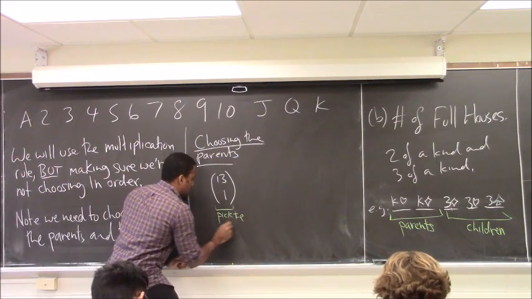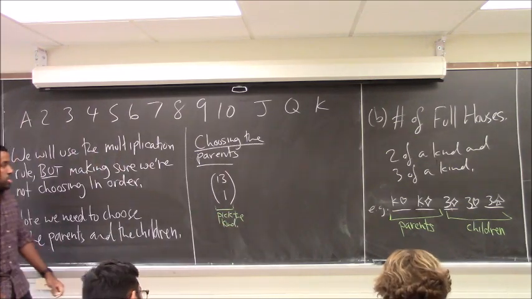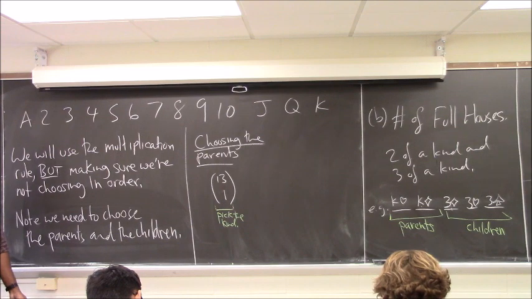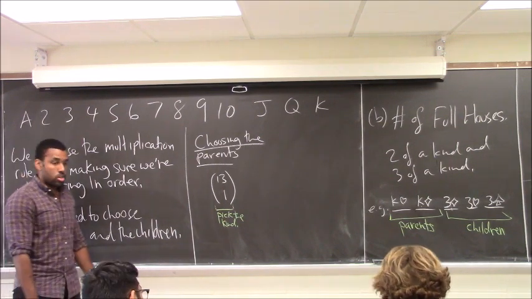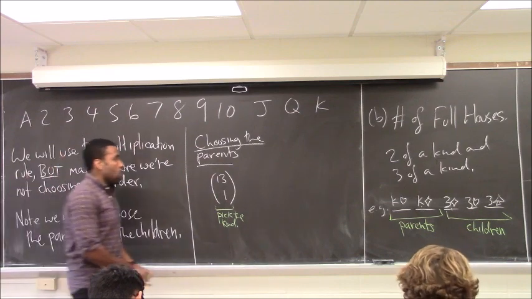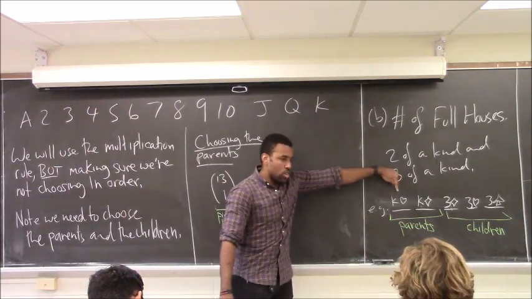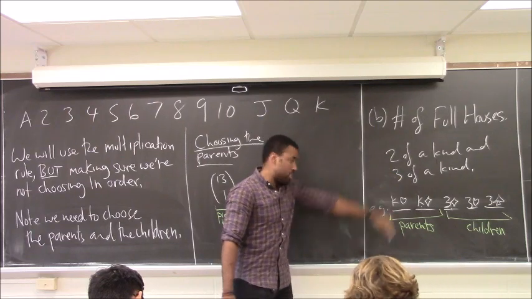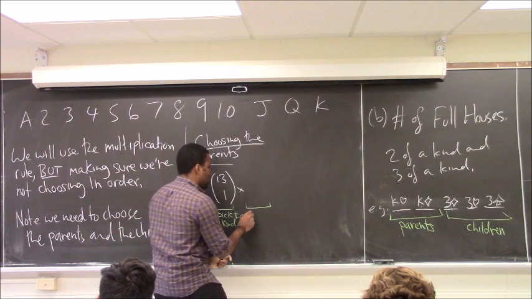Pick the kind. Right? Now me using a combination is saying I don't care what order I pick it in, just out of 13 things, choose one of them. There are going to be 13 ways to do that. But now, after I pick the kind, I need to pick the suit. I know I'm picking a K, but which one of the Ks? So what I'm going to do here is via the multiplication rule, pick the suit.